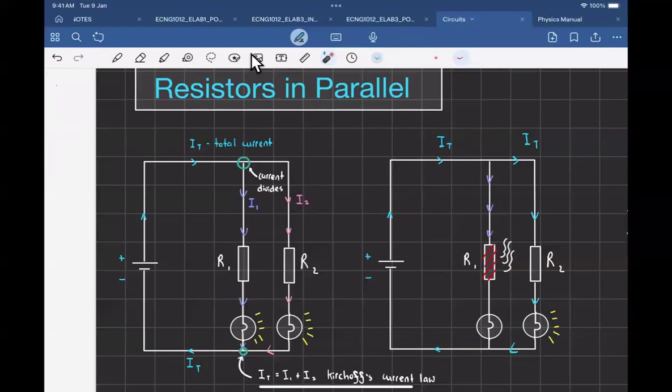Wait, let me see. Oh wait, I could draw. Wait, would it be like that? Yes, that is exactly it, and your V will be over here. Or you could do it like this, or you could do it like this.